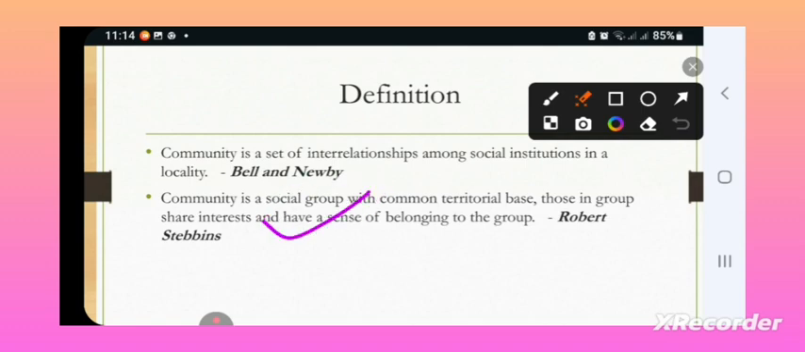Community is a social group with a common territorial base. Those in the group share interests and have a sense of belongingness to the group. Robert Stubbs. Territorial base: a shared geographical area like a neighborhood. Social or psychological elements: the members must share interests and, most importantly, possess a sense of belongingness or community sentiment. This emphasizes that a community is more than just people in a place. It requires a feeling of mutual connection and identification.